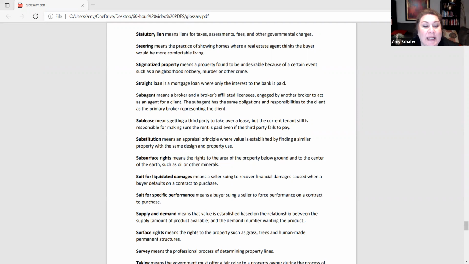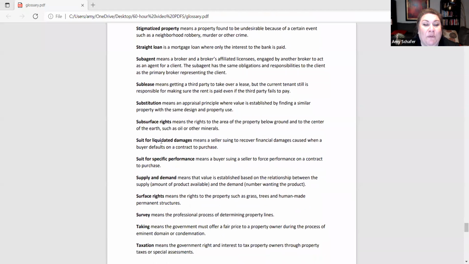A suit for liquidated damages and a suit for specific performance. Liquidated damages is going to be when a buyer defaults on a contract and the seller feels like they're owed some money for their time off the market or repairs that they made in an effort to get the deal together. A suit for specific performance is where a buyer sues a seller to enforce performance on a contract.